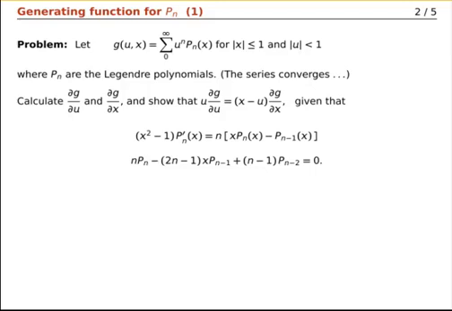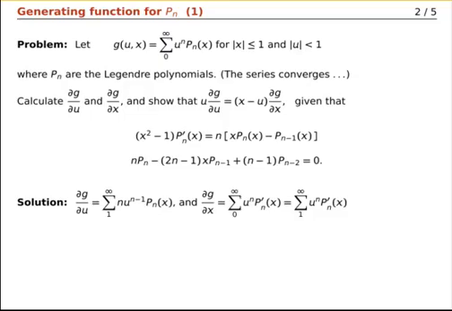So what we have to do is to calculate these partial derivatives and show that this partial differential equation is satisfied, and we are given that the Legendre polynomials satisfy two identities. The first one essentially expresses the derivative of the nth Legendre polynomial in terms of undifferentiated Legendre polynomials, and this relation is the relation between Pn, Pn minus 1 and Pn minus 2 that we'll need in due course.